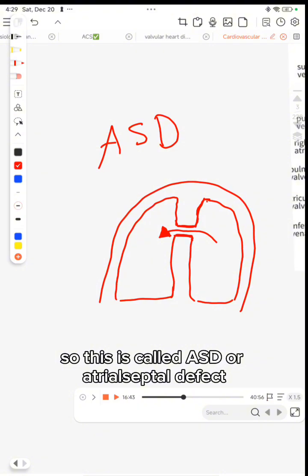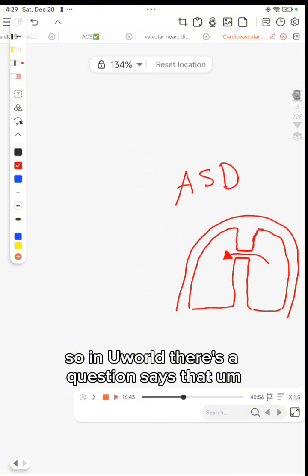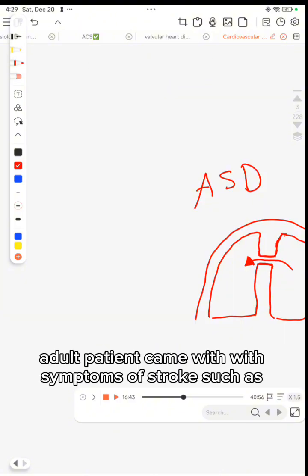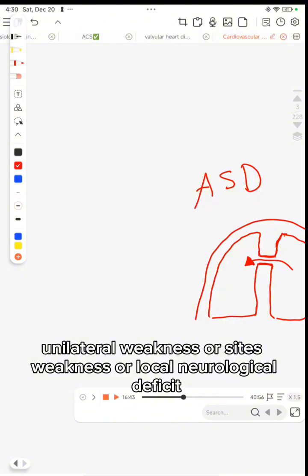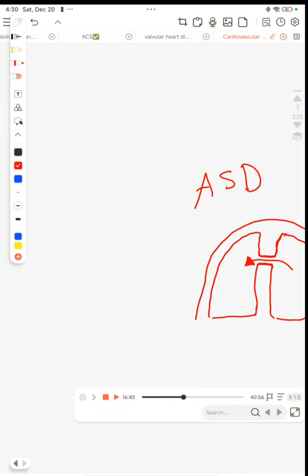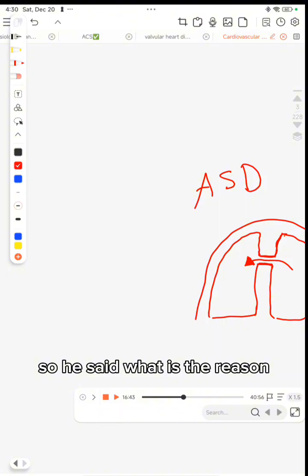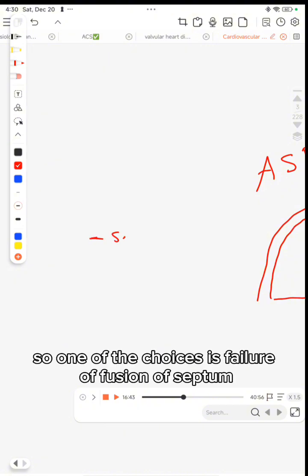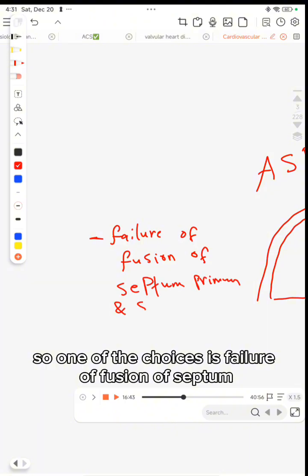So in your exam, there is a question that says an adult patient came with symptoms of stroke, such as unilateral weakness, or one-sided weakness, or focal neurological deficit. So he asks, what is the reason? What do you expect is the cause of this stroke? So one of the choices is failure of fusion of septum primum and secundum.